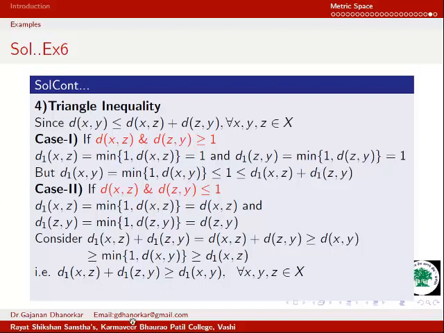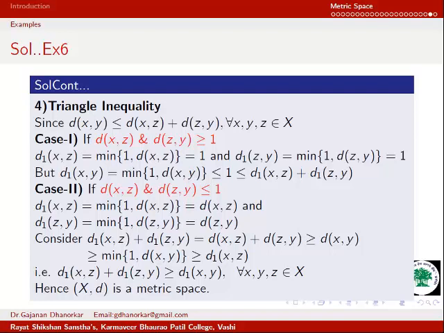Again, we can take the third condition. Suppose this is less than 1 and this term is greater than 1, then obviously this condition holds. Therefore, I am not taking that condition. This means D1 satisfies all these four conditions, and hence D1 becomes a metric. Therefore, X comma D1 is a metric space.